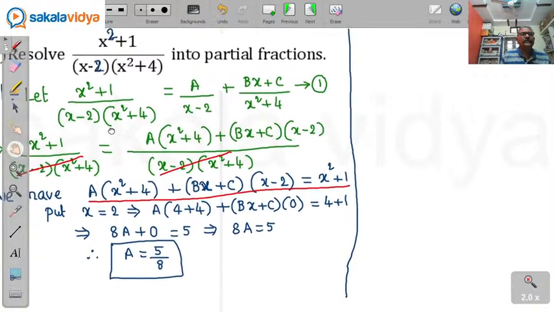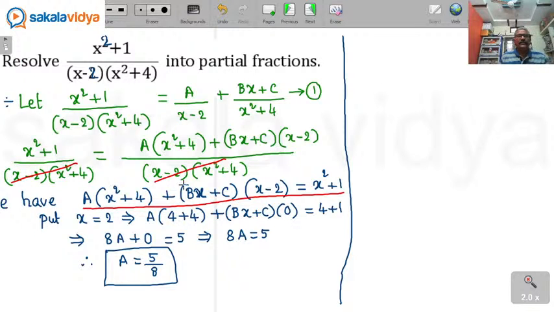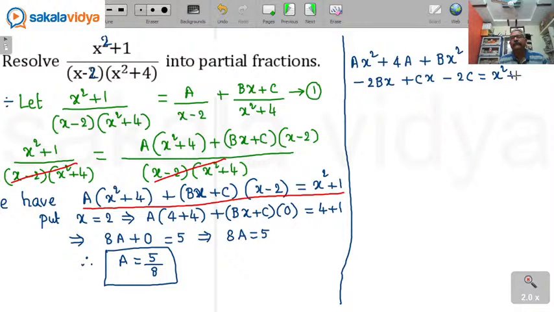One minute. Okay. So now this can be written like this: just open the brackets, Ax square plus 4A plus Bx into x, Bx square, Bx into minus 2, minus 2Bx, plus Cx minus 2C equals x square plus 1. Okay, clear?